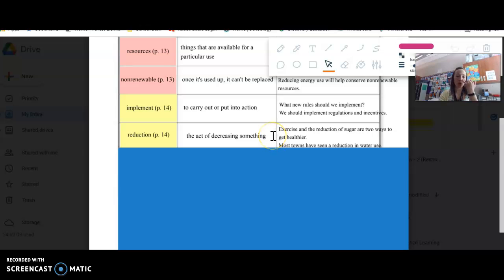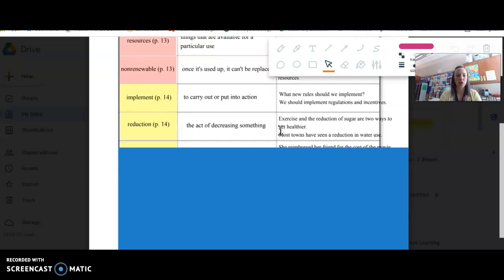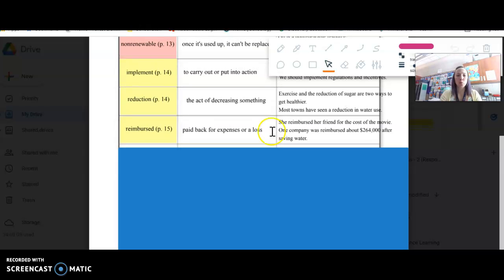Reduction, the act of decreasing something. So the word reduce means to decrease something. So reduction is the act of reducing something. Exercise and the reduction of sugar are two ways to get healthier. So decreasing the amount of sugar, reducing your sugar intake, the reduction of sugar. Most towns have seen a reduction in water use. So I've seen a decreasing. I think it talked about once they put in some of those rules and regulations and incentives, towns use less water.